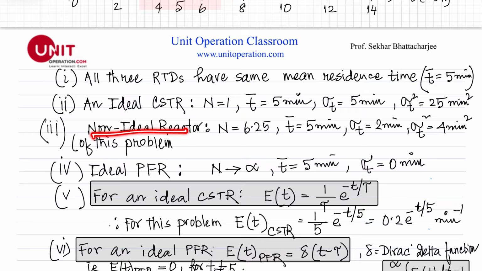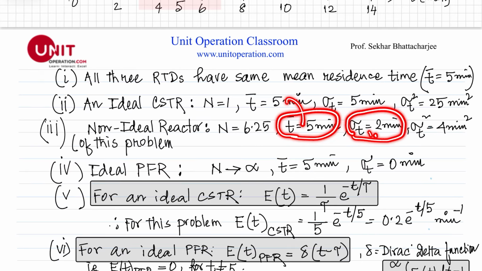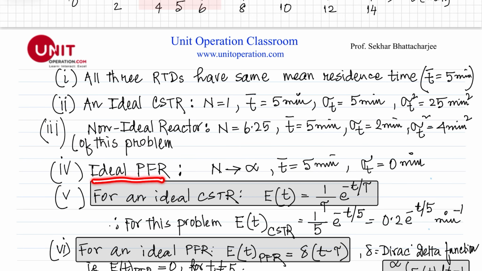For the non-ideal reactor in our problem, n is 6.25, average residence time again the same, 5 minutes, but standard deviation is 2 minutes. It's given, not calculated, because the variance is given as 4 minutes squared in our problem. So this is my standard deviation. For an ideal plug flow reactor, which we know is an infinite number of CSTRs in series, the average residence time remains the same for all three of them.